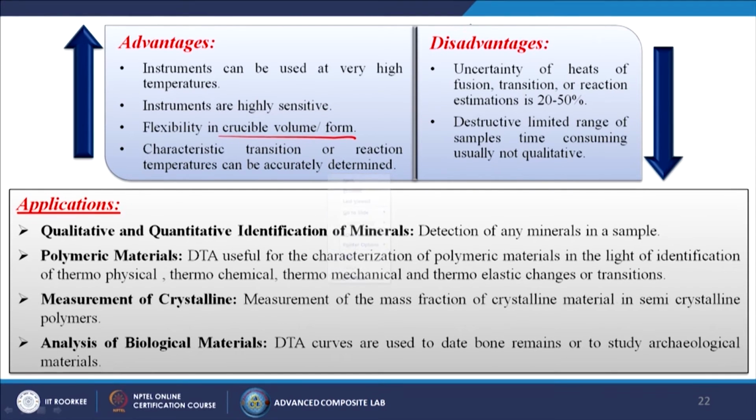Of course, there are certain disadvantages also. What are those? Uncertainty of heats of fusion, transition or reaction estimations is 20 to 50%. Destructive, limited range of samples, time consuming, usually not qualitative.